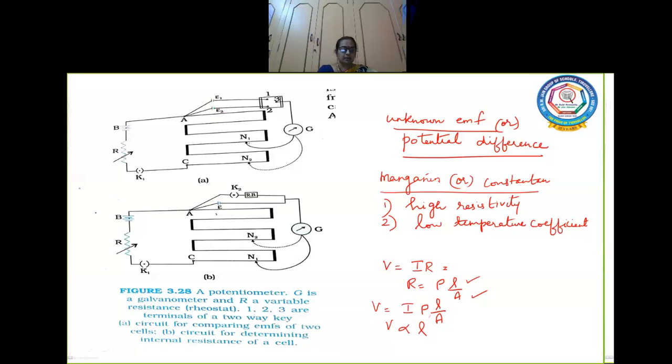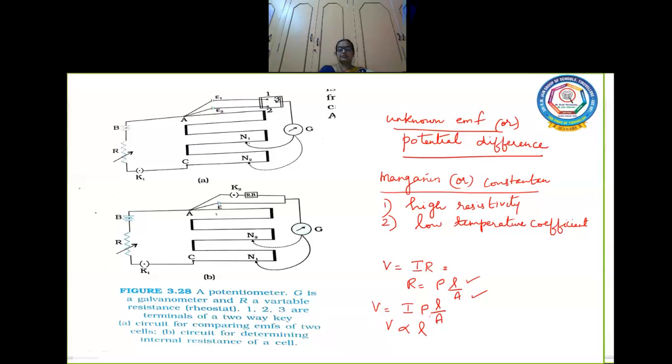Okay. Now take your book, page number 122, second paragraph. The first paragraph explains how the potentiometer appears: the wires are arranged in such a way that each segment has 1 meter of wire, and you have a battery, a rheostat, a key, everything. So this is about the construction.